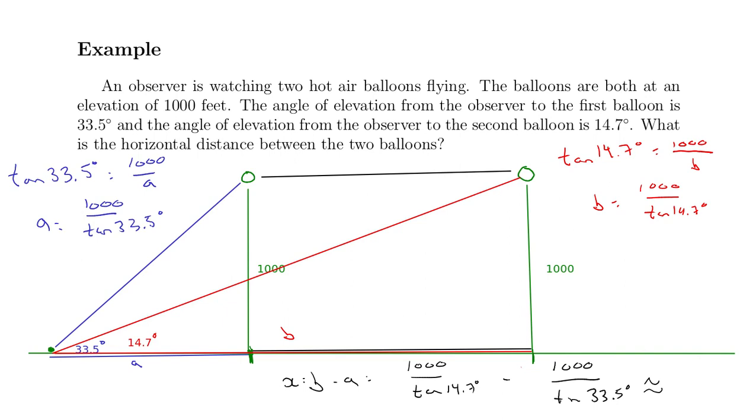that into a calculator. 1,000 divided by tangent of 14.7 degrees minus 1,000 divided by tangent of 33.5 degrees. I keep typing something in wrong, sorry. That should be approximately 2,301.